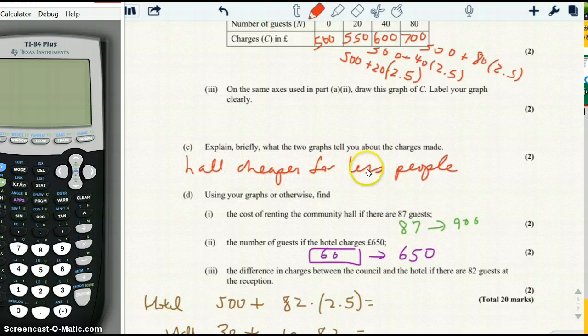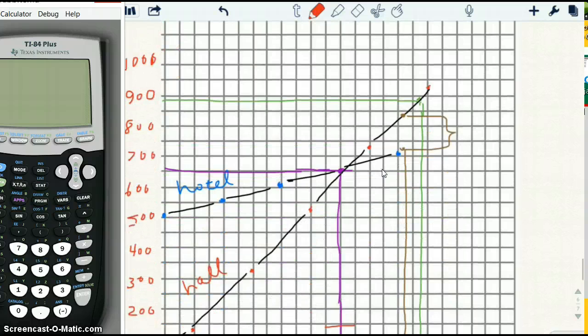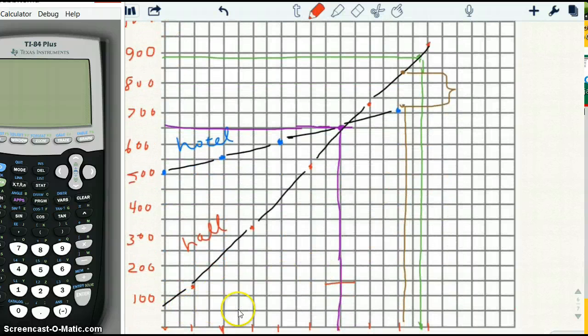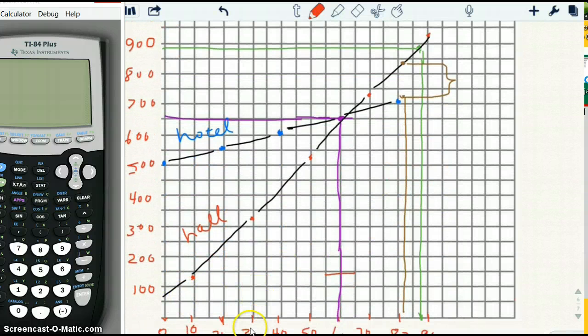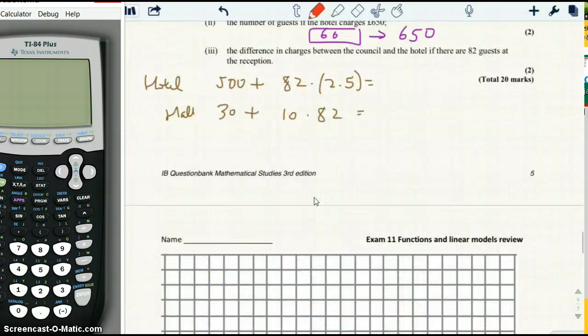Now, explain briefly what the two graphs tell you about the charges made. Well, the hall is cheaper for fewer people. When you look at the graph, you can see that with fewer people, from 0 to 60 people, the hall ranges from about 70 pounds to about 600, and the other one's already 500. So the hall is cheaper for fewer people. That's what the graph is telling us.